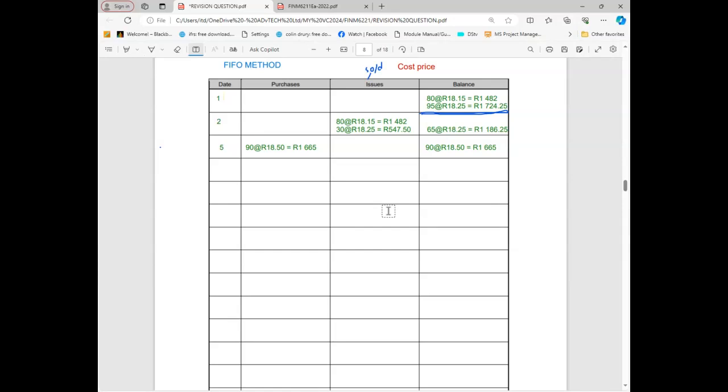Now, remember, when you buy, don't do anything. You just put it like that. So it's not like average. If it was weighted average, what were you supposed to do here? We're first going to add the units, and then add the amounts, and then divide that amount by the units.